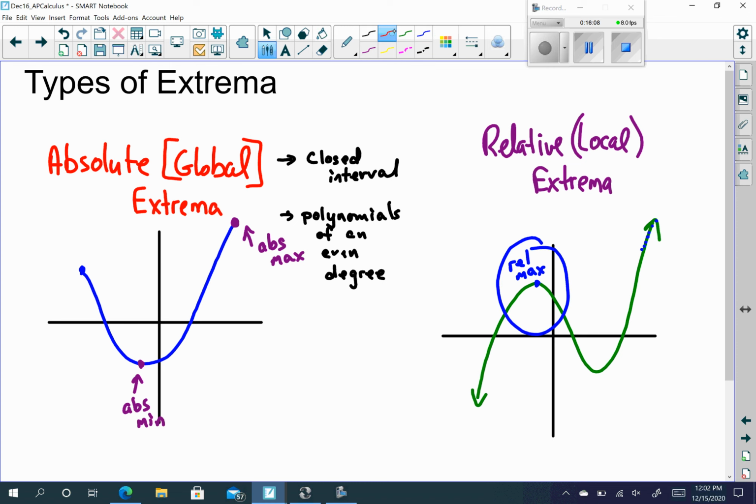And then over here, we would have a relative min, because we're just in this neighborhood here. Obviously, this graph keeps going down forever, but we're not over there. We're just looking in this neighborhood that's over here, so just local.